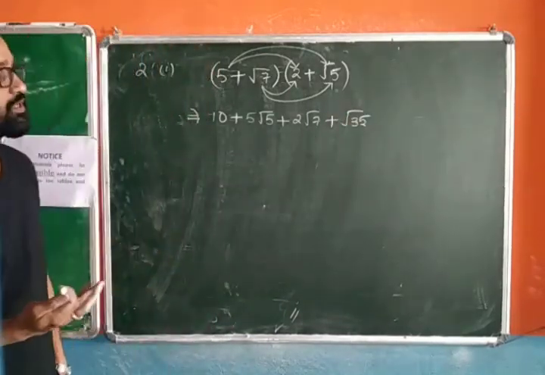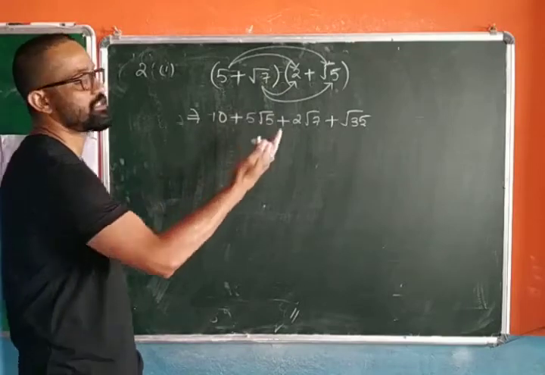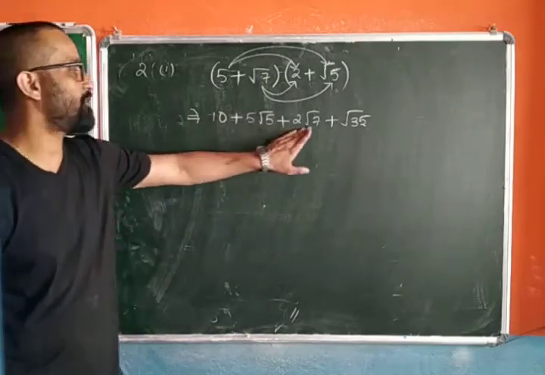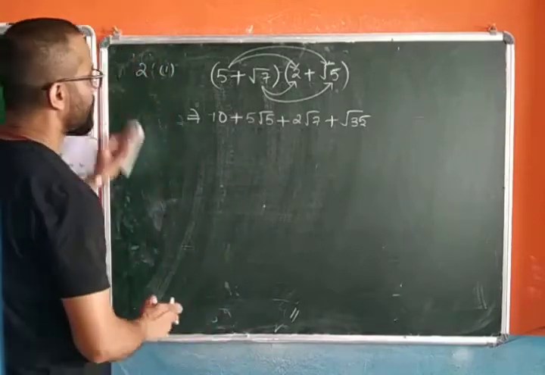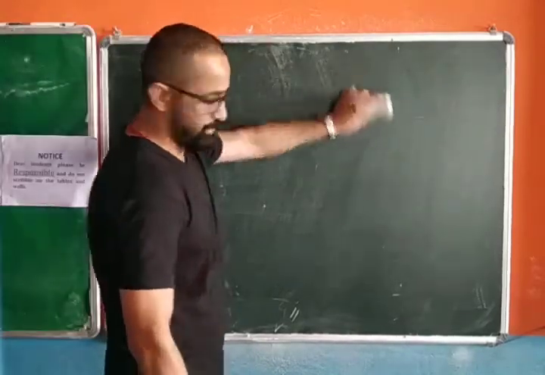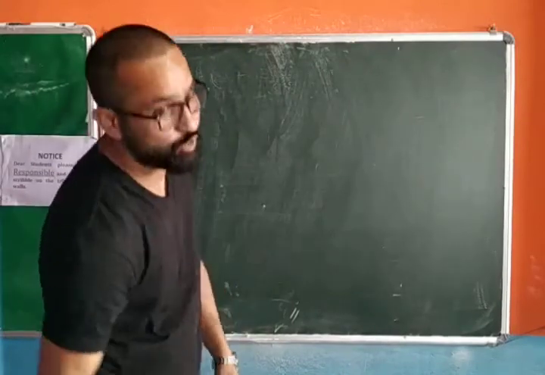Irrational numbers you can multiply. Leave it like this. This is the simplified value. You don't have like terms. You cannot add it up. See the second one.